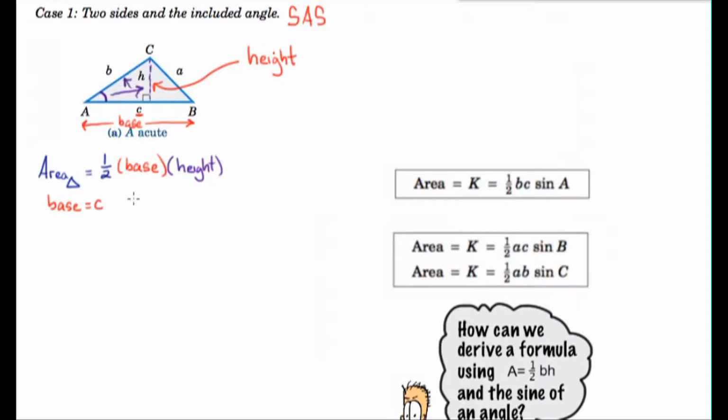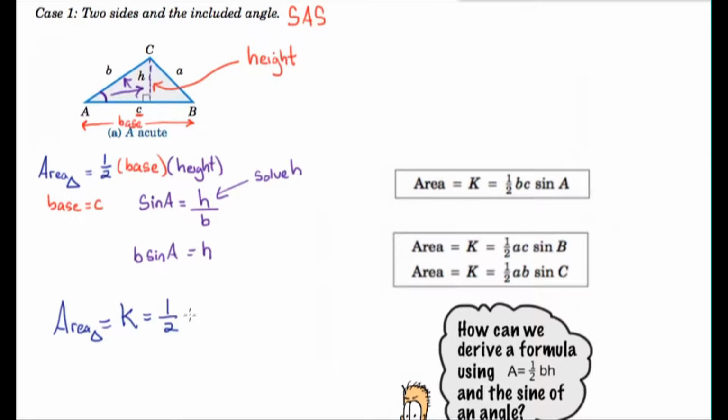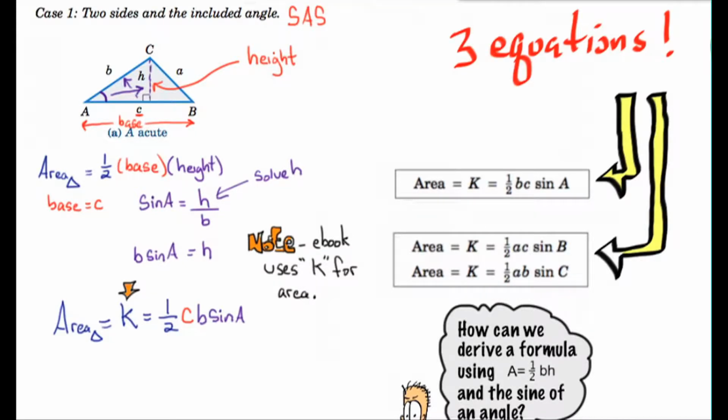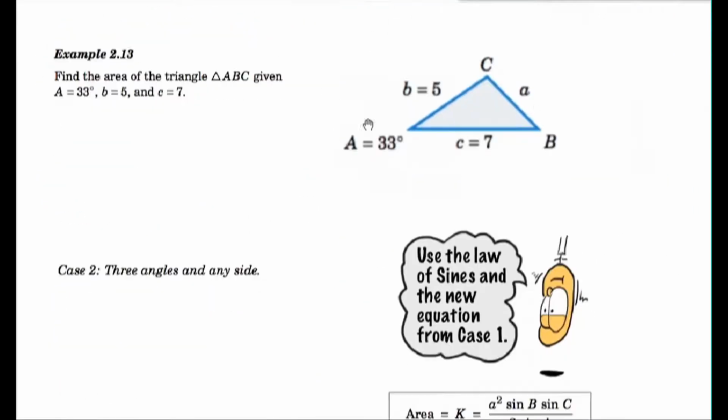And if we use right triangle trig, we can write sine A equals h over b, the opposite over the hypotenuse. If we solve for h, that gives us b sine A, and then I can substitute c for base and b sine A for the height. And here's my first formula. Area equals 1/2 cb sine A. Note in the ebook that K is used for area.